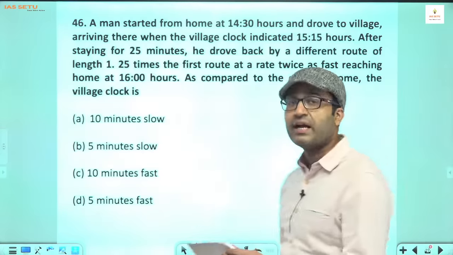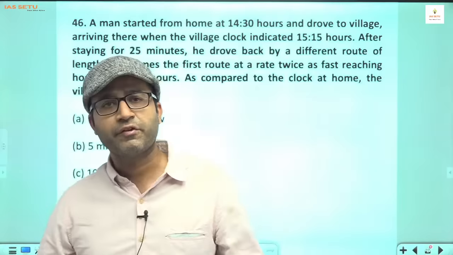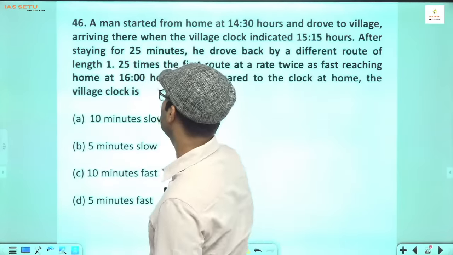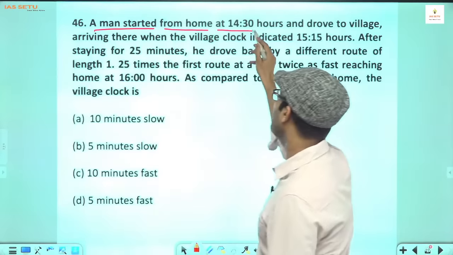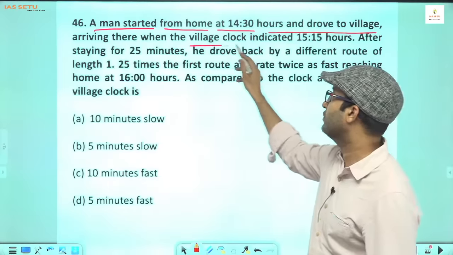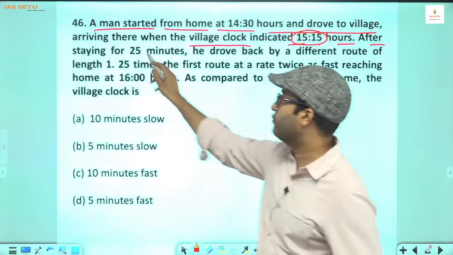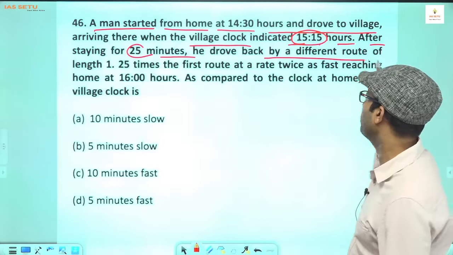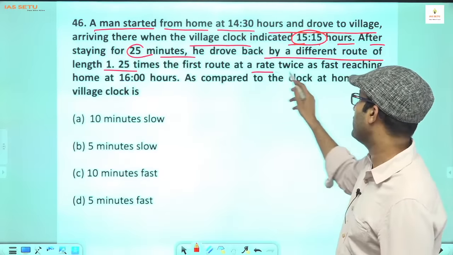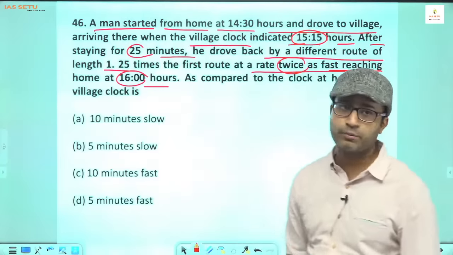Question number 46. And as I told you, in CSAT, other than the basic formulas, you don't need hi-fi formulas, and you can use the answer options. Like 46 is difficult, but we will use the answer options. A man started from home at 4:30 hours and drove to a village, arriving there when the village clock indicated 3 o'clock 15 minutes. After staying for 25 minutes, he drove back by a different route, where the length is 1.25 times the first route, at the rate of twice as fast, reaching home at 4 o'clock. He reaches home at 4 o'clock.